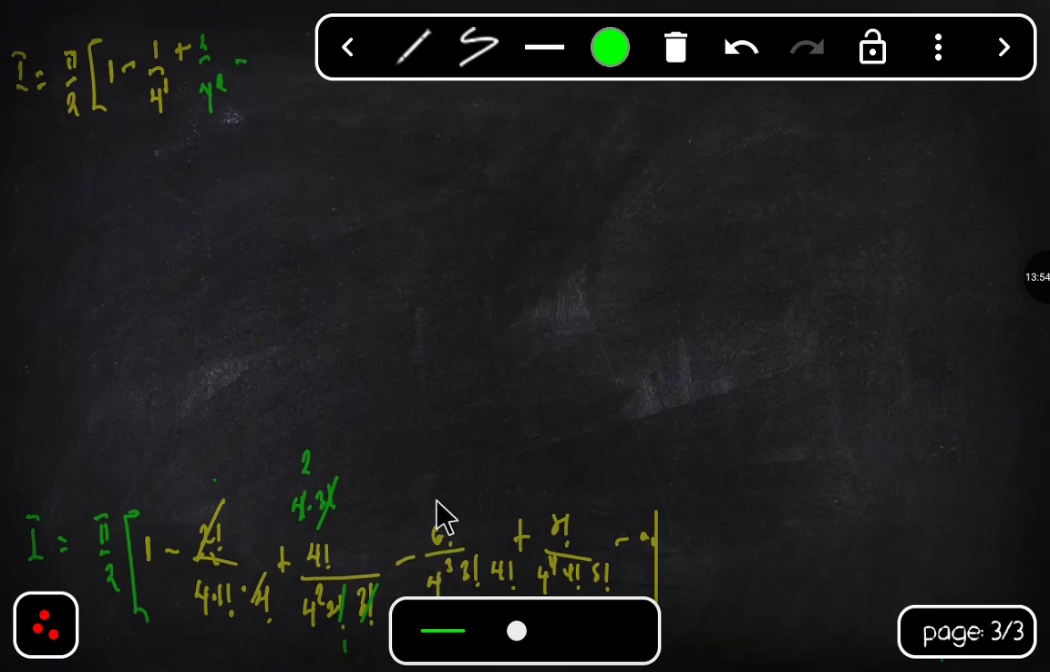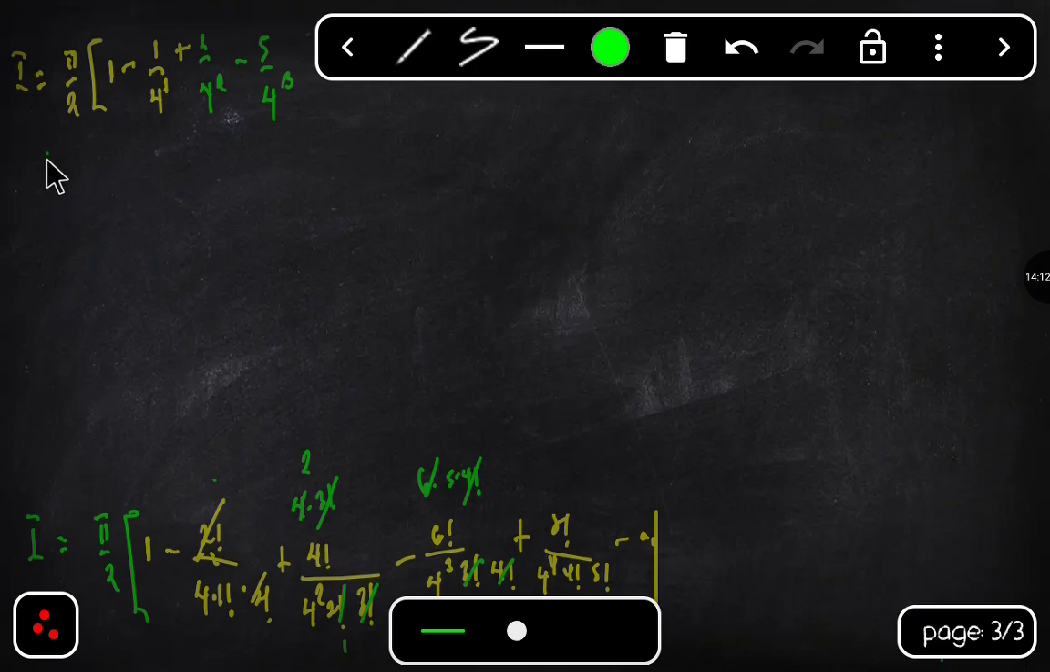So 6 factorial, you can write this as 6 times 5 times 4 factorial. So 4 factorial we cancel out 4 factorial, and 3 factorial will give us 6. So this and this we cancel each other. So what you have now is 5 over 4 raised to the power of 3.